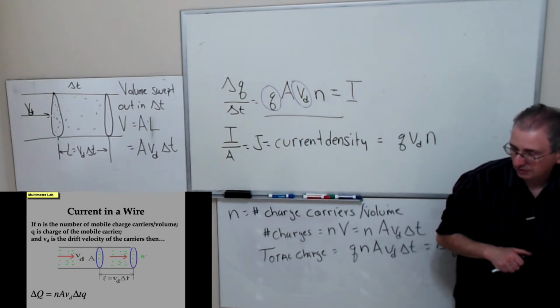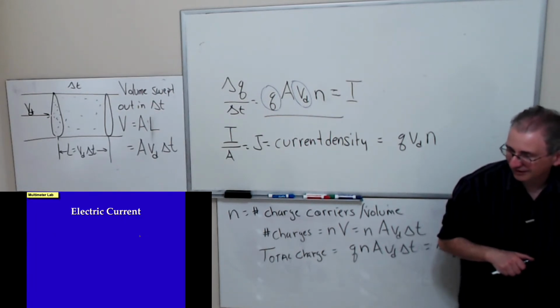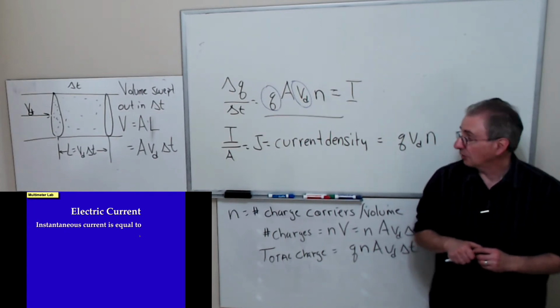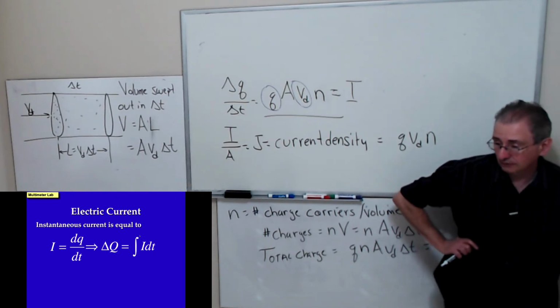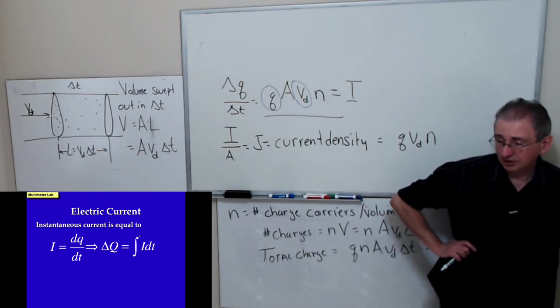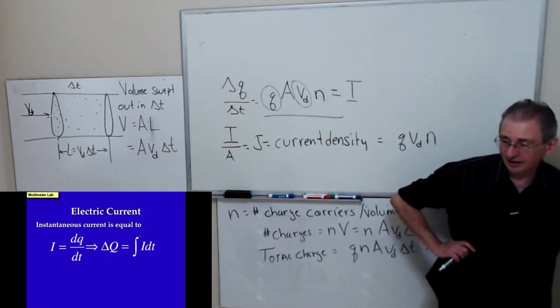So I went a little bit ahead of myself in the PowerPoint notes. I did email you the PowerPoint notes kind of late this morning. So again, your instantaneous current is your dq dt. And so delta Q is the integral of I dt. Of course, that assumes the I depends on time.